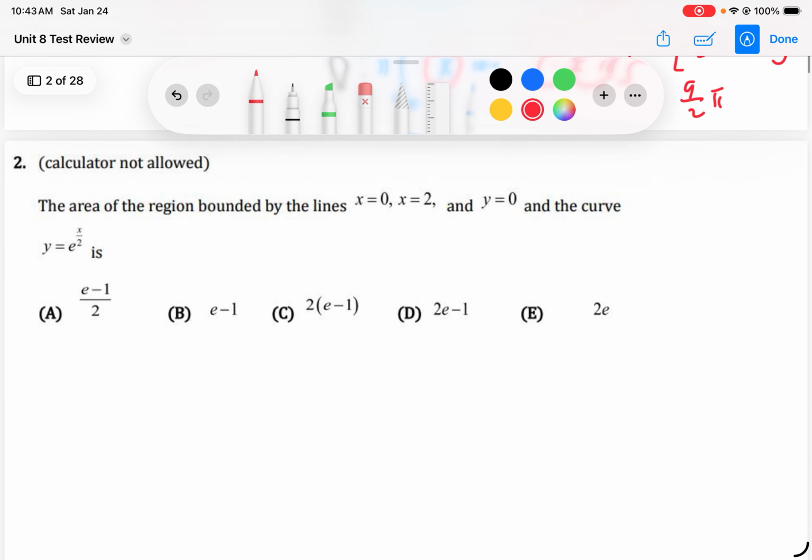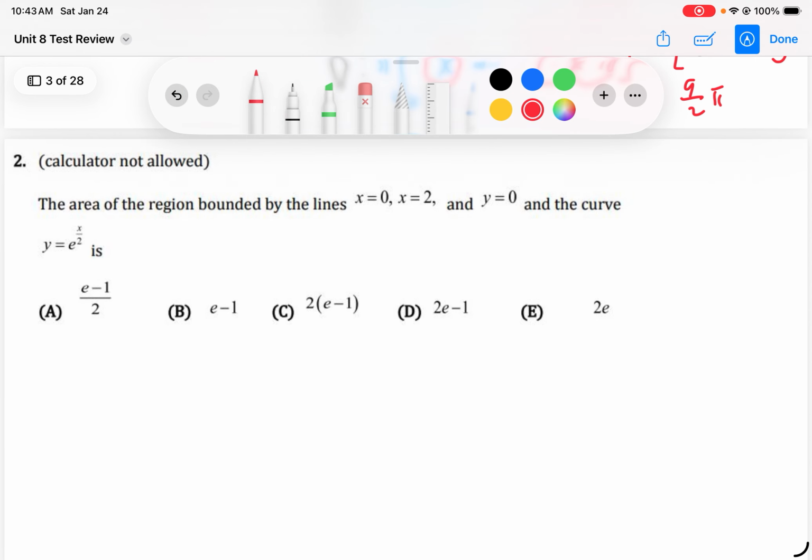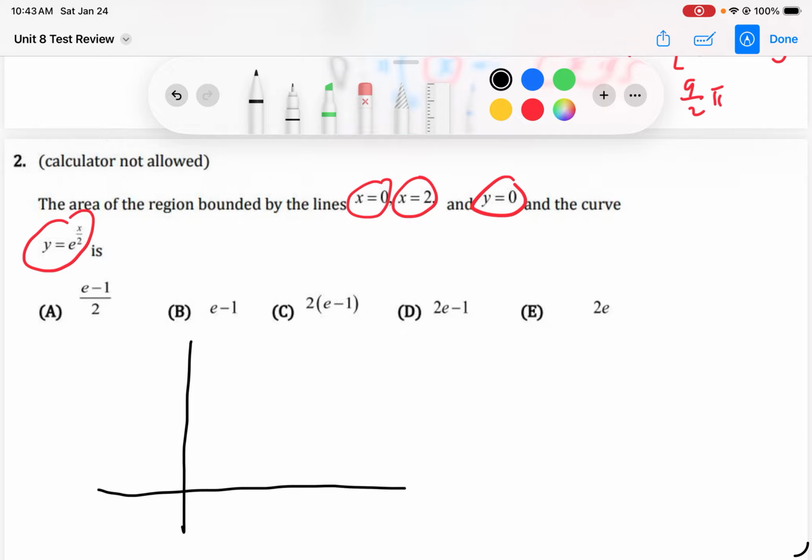All right, number 2, calculator's not allowed. We want to find the area of the region bounded by the lines x equals 0, x equals 2, and y equals 0, and the curve, this thing. With no calculator, we've got to be able to get an idea what this looks like. So I'm going to sketch out my graph. Some of you might not have to sketch out this graph. I need to, just to see which function's on top and bottom.